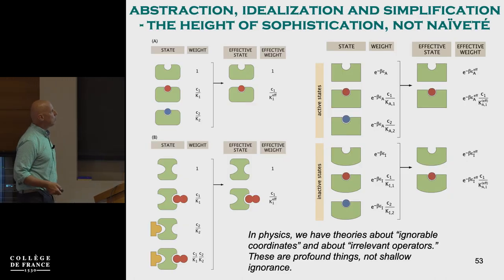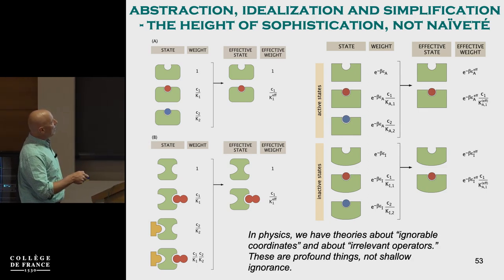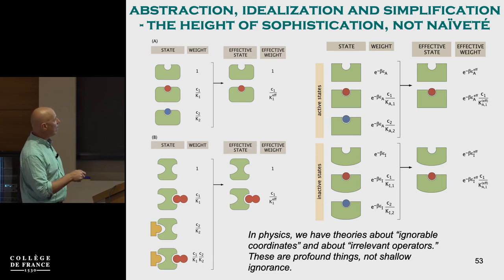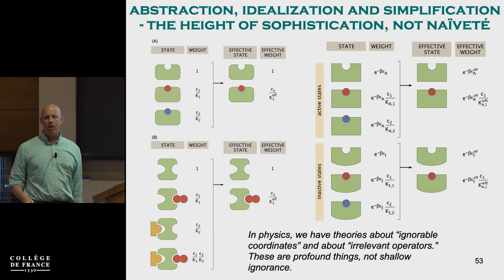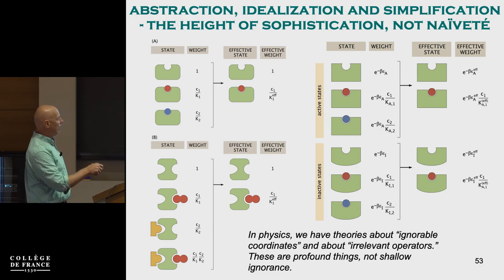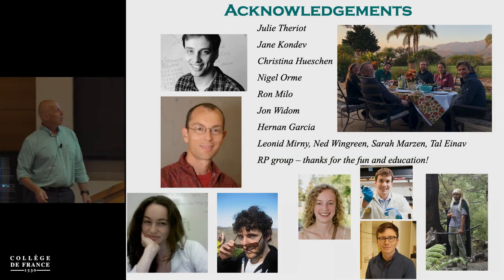And here, I just wanted to also point out that abstraction, idealization, and simplification, although some people think of them as naive, are in fact really the height of sophistication. What I'm showing you here, I'm not going to go through the details, but what I'm proving right here is that you can take a system in which there's a blue ligand and you can effectively integrate it out of the problem exactly. It's not approximate, it's not wishful thinking, it's not naivete, it's hyper sophisticated. And so you end up with a new problem in which the blue thing is gone. And I love that. So I think I'm going to stop here.